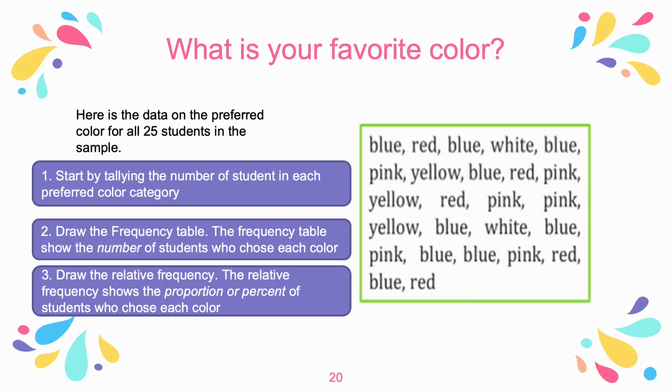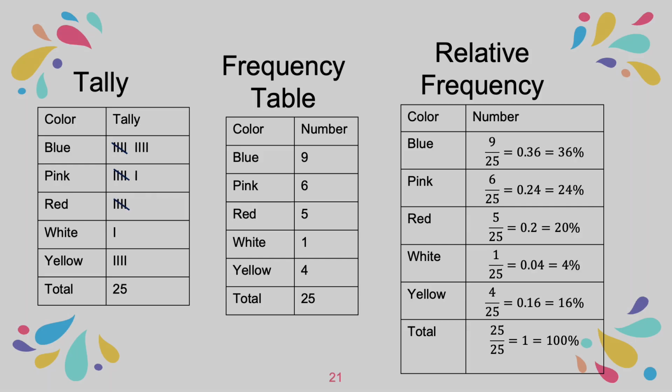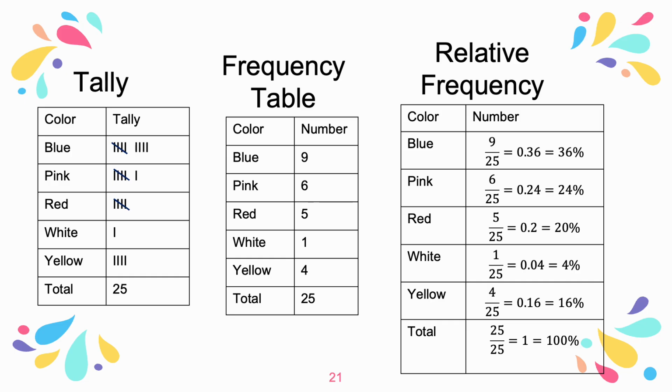So, what if we asked a group of students their favorite color? We want to summarize the data. Step 1, the first thing we're going to do, is tally how many students chose each color. Next, we use a frequency table to organize the tallies. It shows how many students chose each color, which is right here. So we use the tally, we count how many, this is our frequency. Notice that the total still adds up to 25 students.